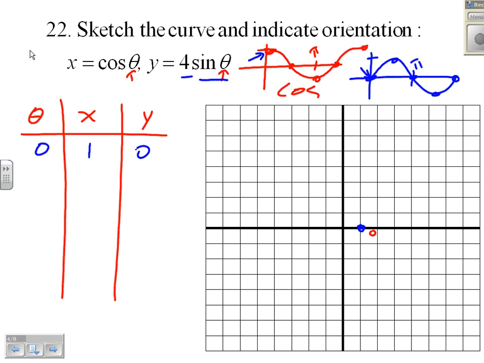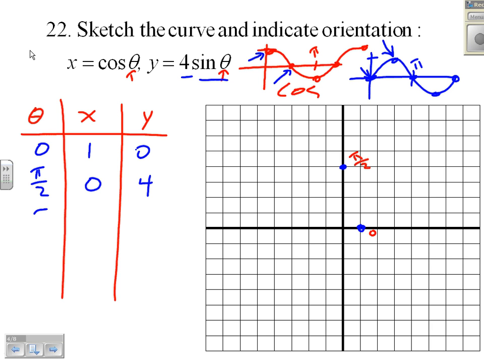We may have to come back and fill in some of the gaps, but at pi on 2, x is cosine of pi on 2, but cosine of pi on 2 is a breeze. If we can picture the graph, we got it. Cosine of pi on 2 is 0. Y is 4 times sine of pi on 2. Sine of pi on 2 is up at 1. 4 times 1, 4. 0, 4. That's what happens at time pi on 2.